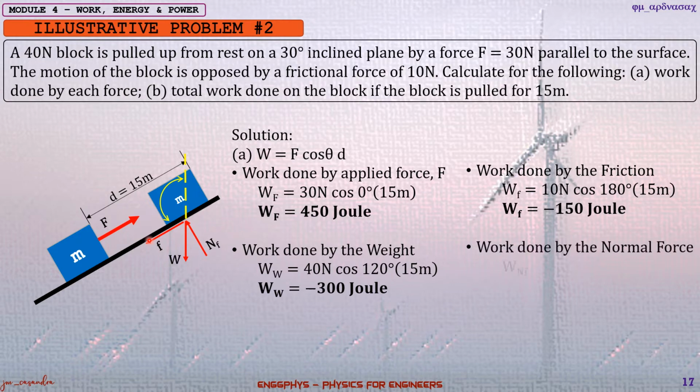And lastly, we have the work done by the normal force. So as we can see, the normal force is perpendicular to the line of action of the displacement. So therefore, we have now normal force, which is 10 newtons, cosine of 90 degrees times 15, which is equal to 0 joules. Okay, so we have computed now for the individual work done by each force.